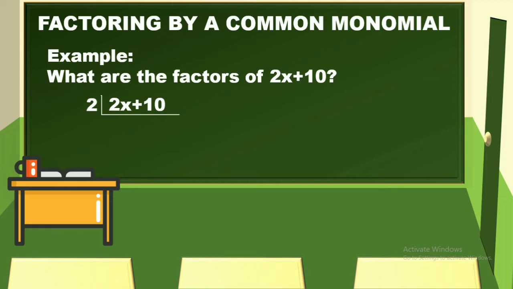Since 10 has no variable, we cannot put x as common variable of 2x and 10. Bakit? Kasi si 2 lang naman ang may variable while 10, wala siyang x na variable. Now, let us proceed. So, we have another elbow here.